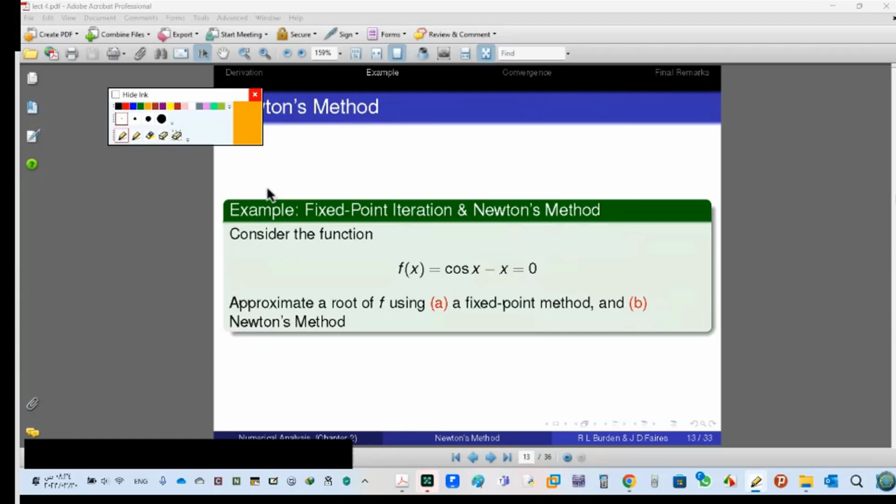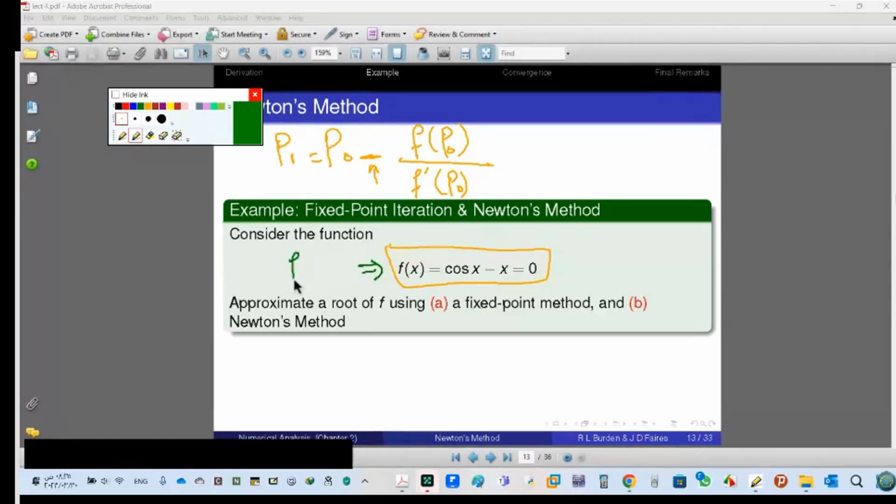Consider the function f(x) is this one. Again, Newton said p1 equals p0 minus, take care, it's minus, f of p0 over f prime of p0. So this is p0, this is f. I need to find f prime, so f prime for x.